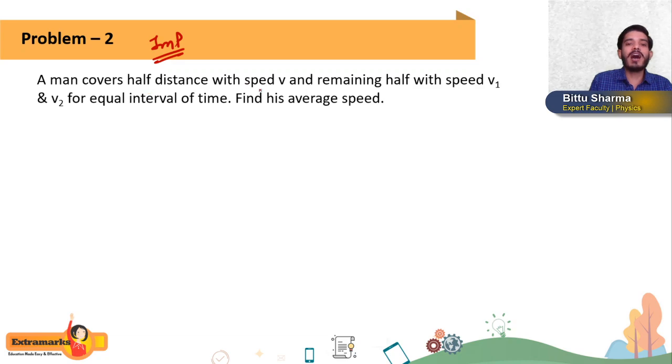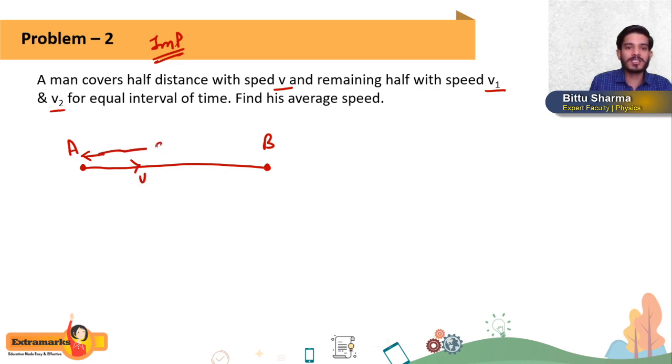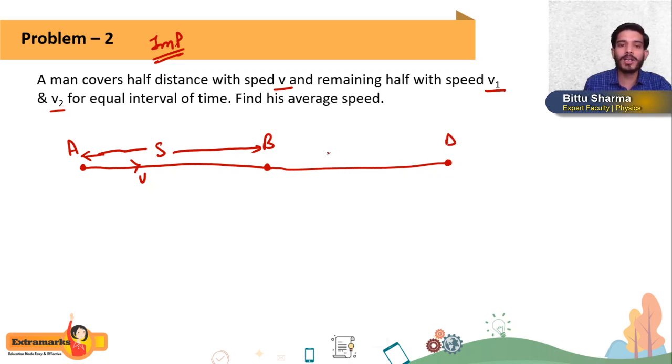A man covers half distance with speed v and the remaining half distance with the speeds v1 and v2. Okay, let us say a person started from point A and half of the distance is covered with speed v. Let us say this distance is s. If this is half the distance, the remaining will also be half the distance. Let us say this is point D, because I am going to write one more point. This distance is also s.